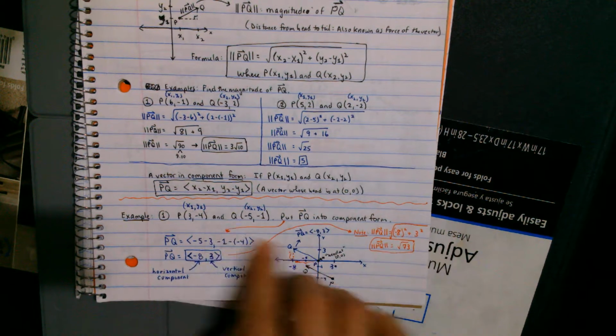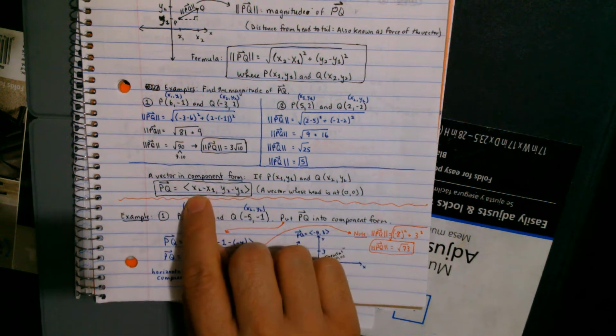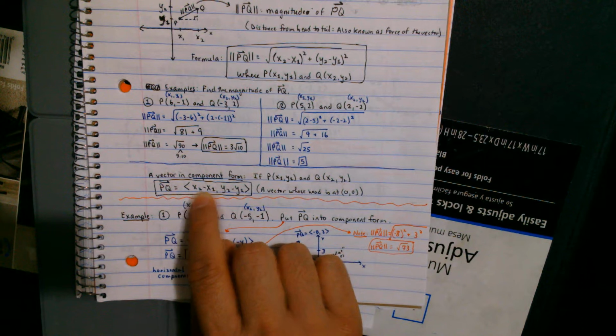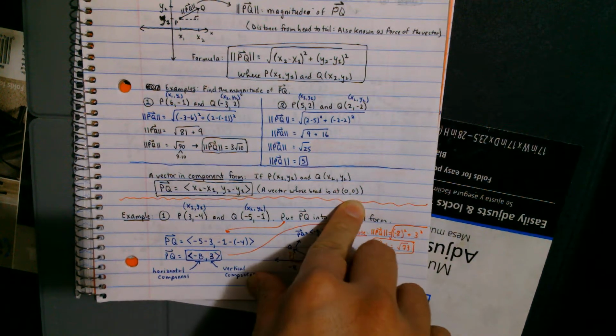Now what we typically like to do is put everything in standard form, or standardize everything, which is called component form. So we subtract the x's and we subtract the y's. So we figure out the distance of the x's and the distance of the y's, like a vector who starts at 0, 0 essentially.